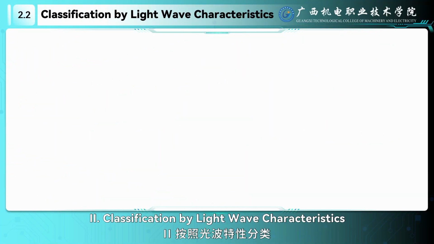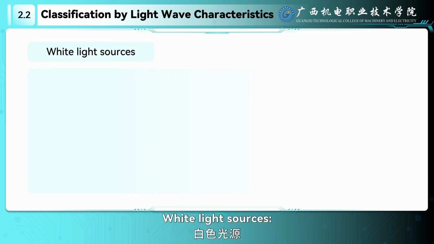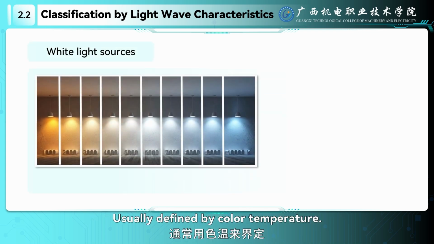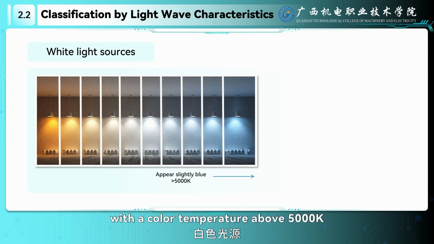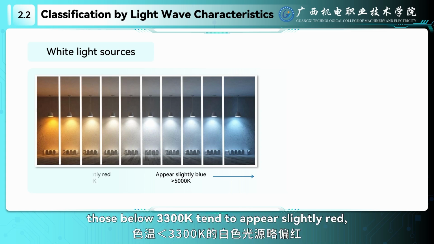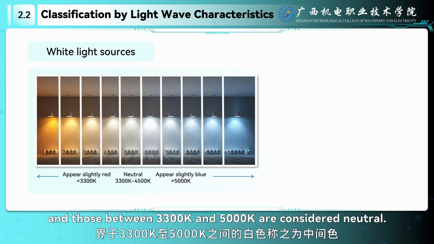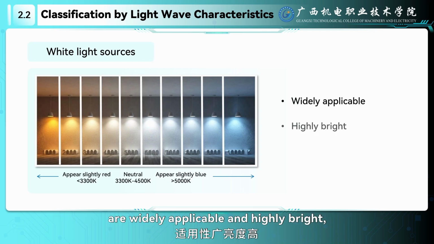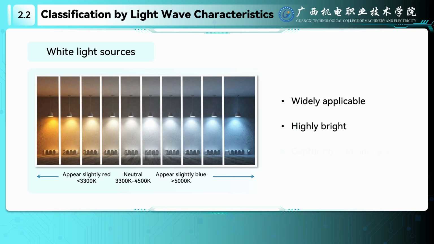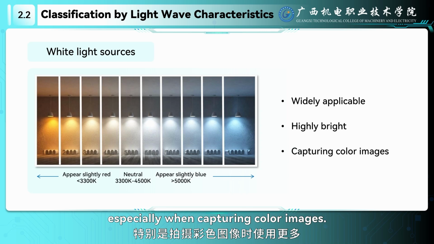Number 2. Classification by light wave characteristics. White light sources, usually defined by color temperature. White light sources with a color temperature above 5000 K tend to appear slightly blue. Those below 3300 K tend to appear slightly red, and those between 3300 K and 5000 K are considered neutral. White light sources are widely applicable and highly bright, especially when capturing color images.